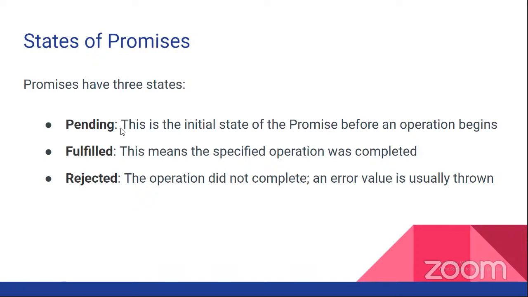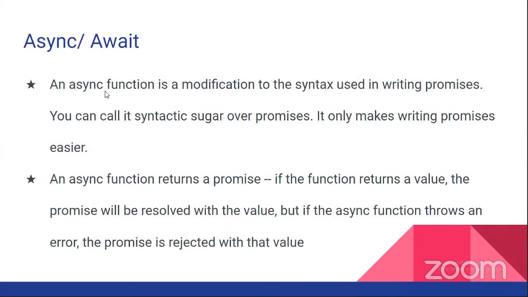But we'll show that. Then async await. Async await is, like I said, syntactic sugar over promises. It's just a nicer way of writing promise syntax. If you are familiar with promises, using async await makes things easier. So an async function returns a promise. If the function returns a value, that means the promise is resolved. But if the function throws an error, that means the promise is rejected.